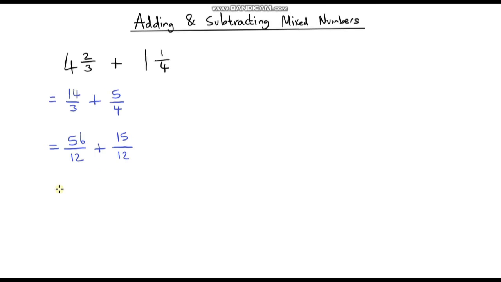Now we can just add the numerators together. So 56 plus 15, that gives us 71. 71 over 12. So this is our answer. But if we look back to the question, both of the fractions were given as mixed numbers. So we need to convert our answer back into a mixed number.